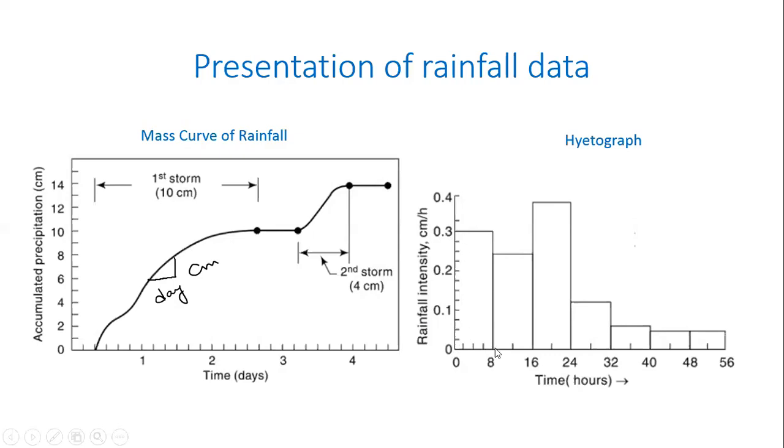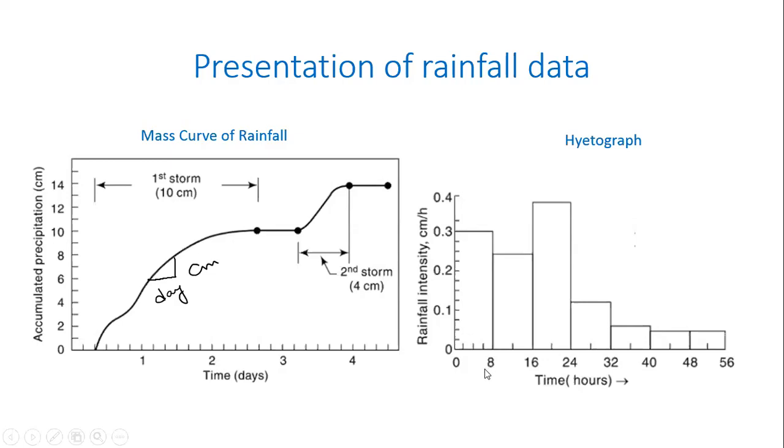And then between 8 and 16 hours, the rainfall intensity was 0.25 or something like that. You can convert that into accumulated precipitation. And then between 16 and 24, this was the rainfall intensity, 0.35 or whatever it is. And so on. So this is also telling you how the rainfall intensity changed in every 8-hour window. I'm just showing 8 hours. It could be anything. It could be 4 hours.